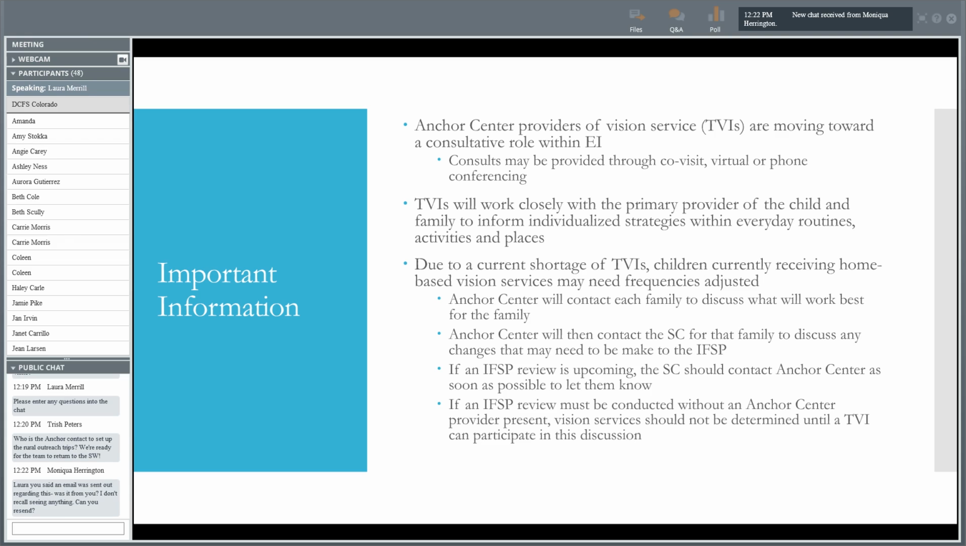Okay. We have a couple more questions that have come in. Who is the Anchor contact to set up the rural outreach trips? We're ready for the team to return to the Southwest. That was from Trish down in Cortez. Okay.